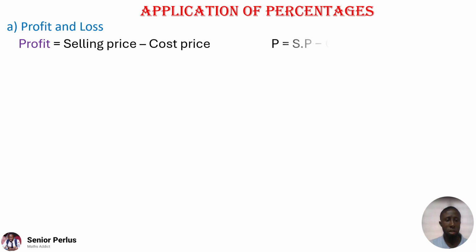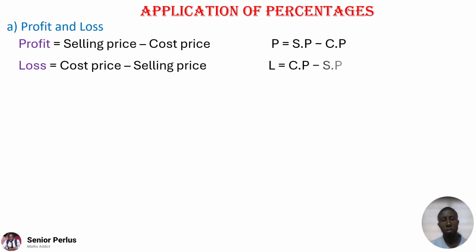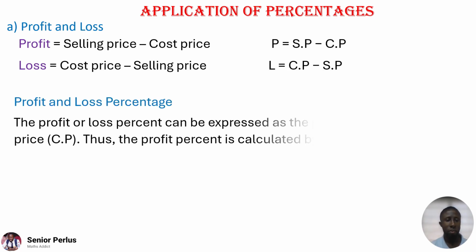So we are still on profit and loss. Profit is the selling price minus the cost price, because already the selling price is greater than the cost price. That's P equals SP minus CP. Then loss is the cost price minus the selling price. Since the cost price becomes huge, we are making a loss. We buy goods for 2,500, then due to depreciation, I have to sell it for 1,500. Then we are making a loss. So loss is the cost price minus the selling price.